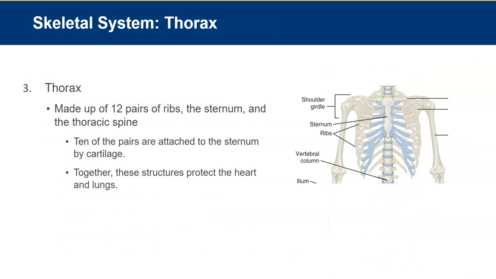In the thorax, we have 12 pairs of ribs, which are joined to the broad, flat sternum at the front, providing structure and protective function to the heart and the lungs inside. 10 of those pairs are attached to the sternum, and then 2 pairs are floating ribs at the bottom.